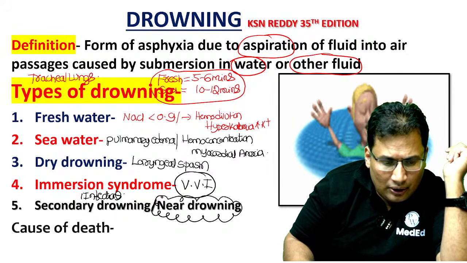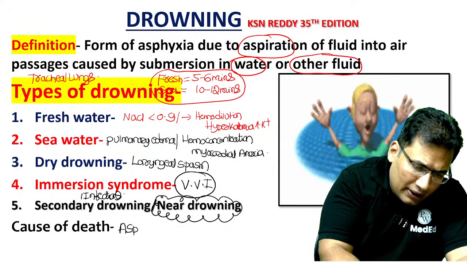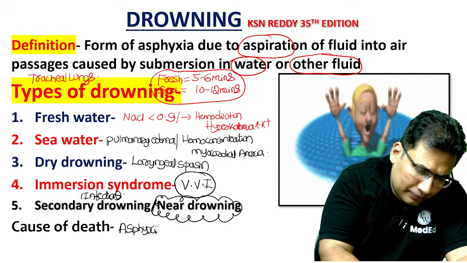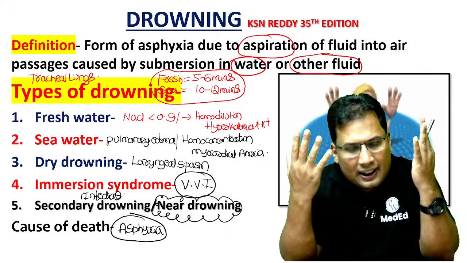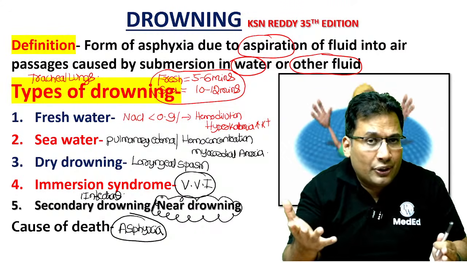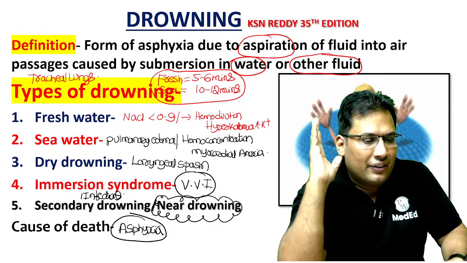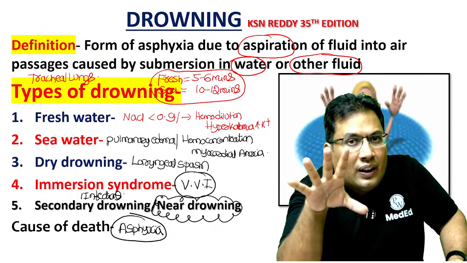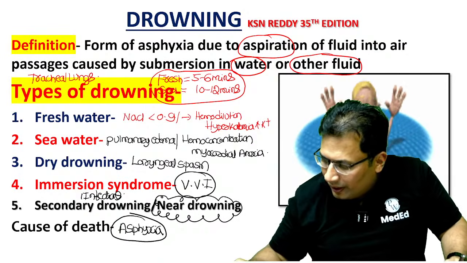So what is the cause of death? The cause of death can be asphyxia. The most common cause of death is asphyxia, no doubt. Or else it can be laryngeal spasm, vasovagal inhibition, or secondary infection, in some rare conditions. So this is the definition, types of drowning and cause of death you need to write in the exam. Okay.